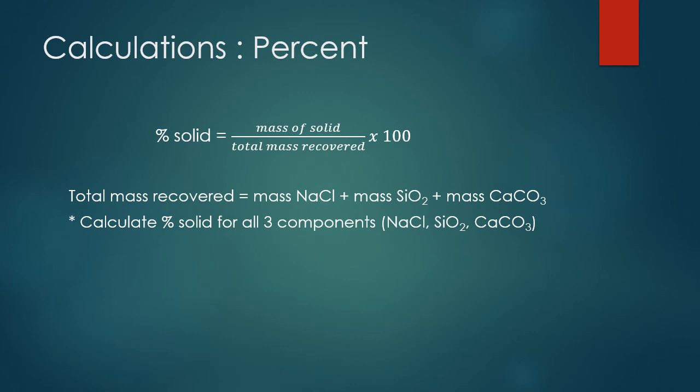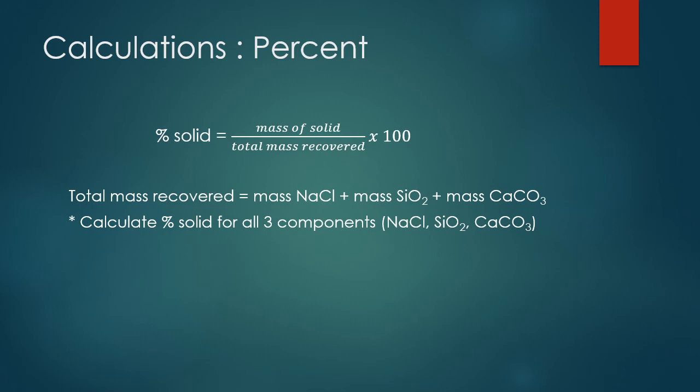Now let's go back and look at the percent calculations. So these are the calculations that we skipped for the other 2 parts because we didn't have enough information yet. So what we've done from the previous slide was we've calculated the grams of the last component. Remember, there's 3 components. We have sodium chloride, we have silicon dioxide, and calcium carbonate. So we figured out now the mass of all 3 of those.